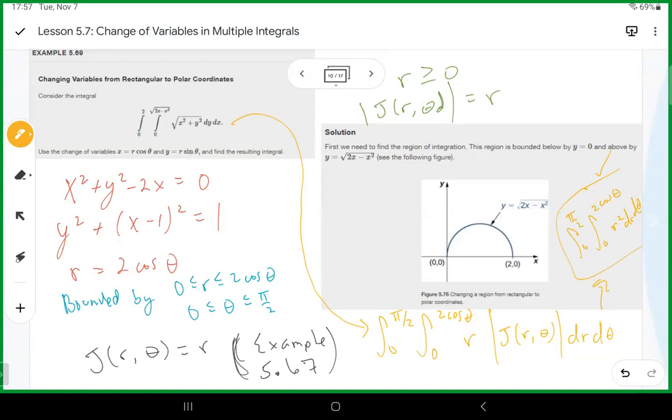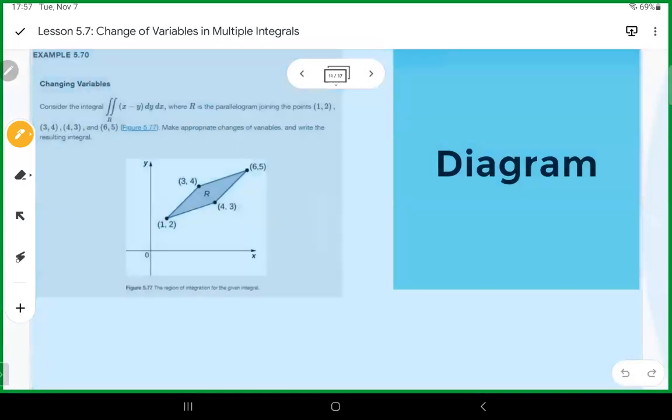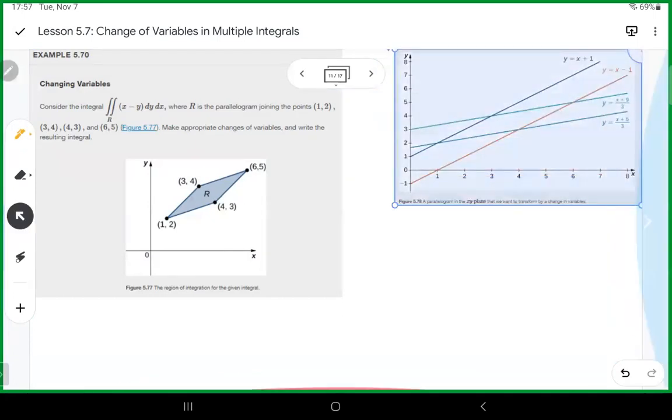All right, so the next problem is a bit longer. So we may need to add a slide, I'm not sure. Well, if this is all the room I left for myself, then yeah, we'll have to add a slide. All right, so it says consider the integral. You can see it where R is the parallelogram joining the points (1, 2), (3, 4), (4, 3), and (6, 5), in the following figure. Make the appropriate changes of variables and write the resulting integral. So notice it's not telling you that you have to solve it. You just have to write the integral.